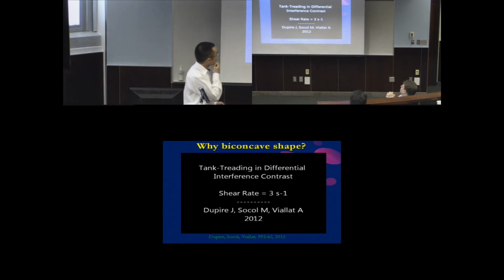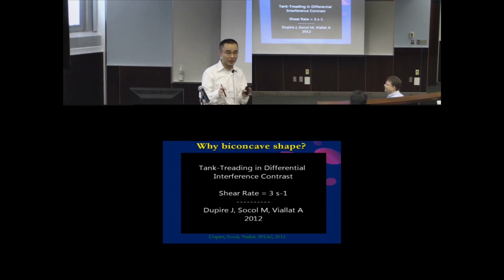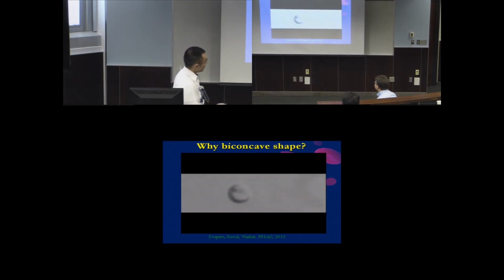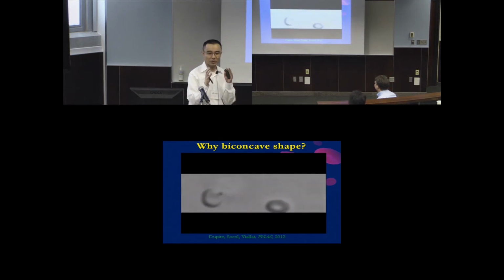Finally, since I still have some time, I will say something about the question I mentioned in the very beginning: why the red blood cell has a biconcave shape. Let me show you a recent experiment published in PNAS about a tank treading motion at a very low shear rate, like 3 per second. In this tank treading motion, you can see the cell keeps a biconcave shape instead of the elongated shape I showed you before.